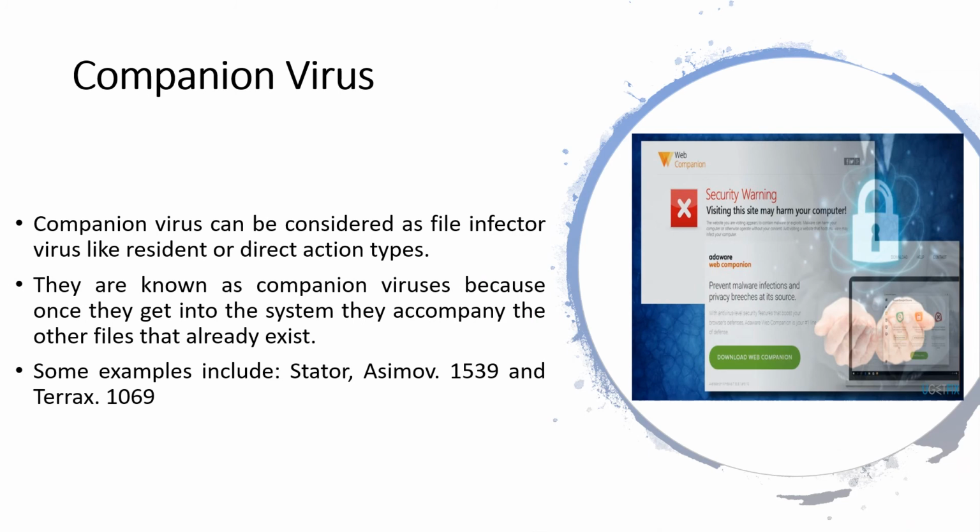So next is companion virus. Companion virus can be considered a file infector virus like resident or direct action types. They are known as companion viruses because once they get into the system, they accompany the other files too. In other words, in order to carry out their infection routines, companion viruses can wait in memory until a program is run or act immediately by making copies of themselves. Some examples of companion virus are Stator, Asimov.1539 and Terax.1069.